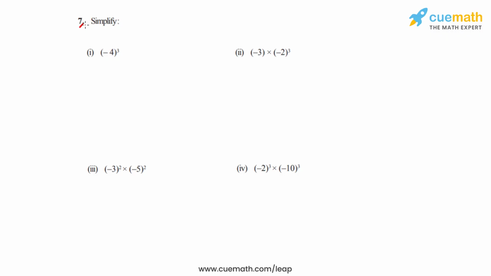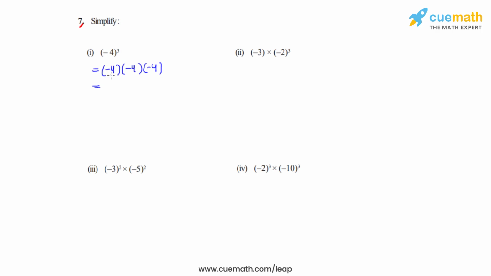Question number 7 asks us to simplify the given bits. We will start with the first bit, wherein we have been given negative 4 raised to 3. That means negative 4 is multiplied 3 times. So we write it as negative 4 times negative 4 times negative 4.